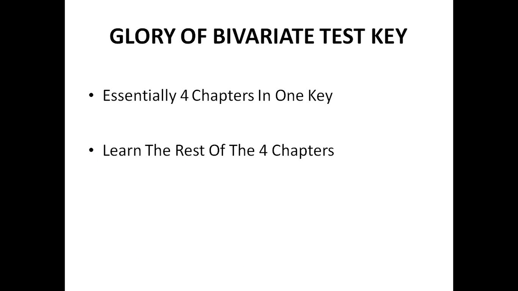Now essentially what we did here is we condensed 4 chapters in a typical statistics book into one key. So normally you have a chapter on a t-test and a chapter on an ANOVA and a chapter on a correlation and a chapter on a chi-square. A lot of the time when you get done with one chapter, you forget what was in the last one you read. So here's a good way of getting the crux and putting it all in one key.